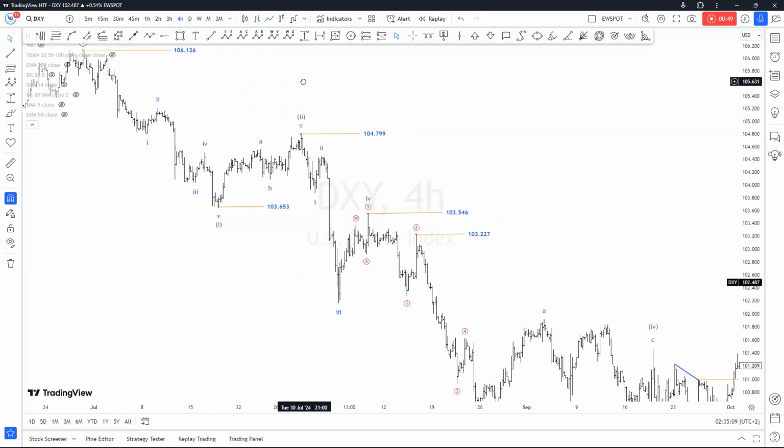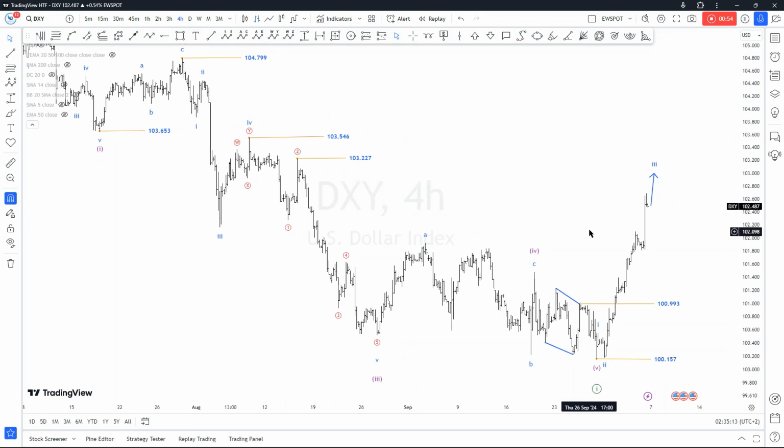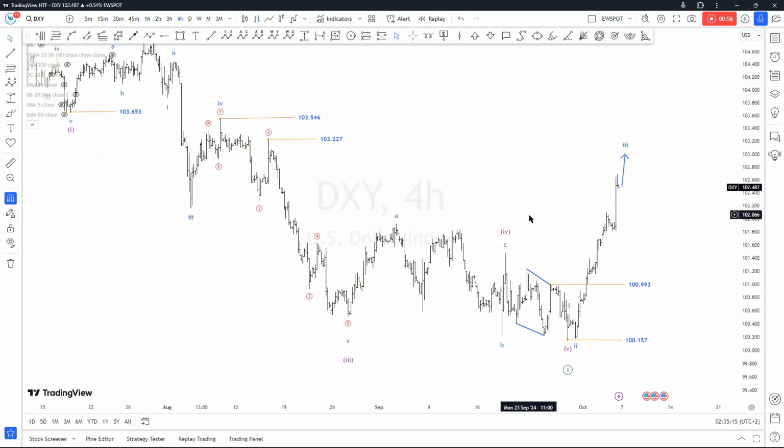So we declined in 5 waves, and then as you can see right there, our 5th wave ended up as an ending diagonal, which has these 2 blue lines right here. Okay, now before we move on too fast, there's something we wanted to dispute.